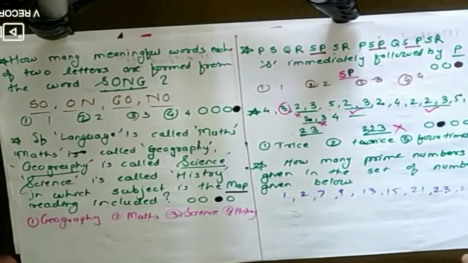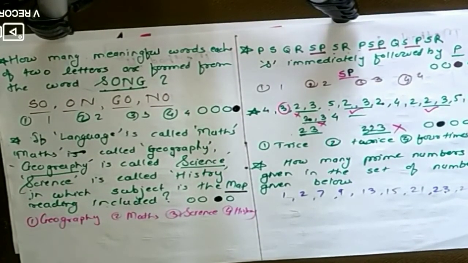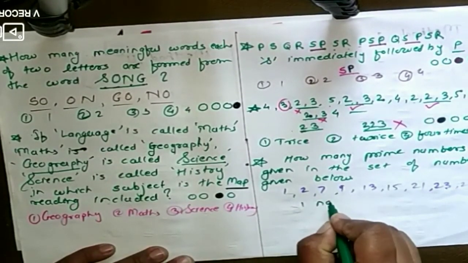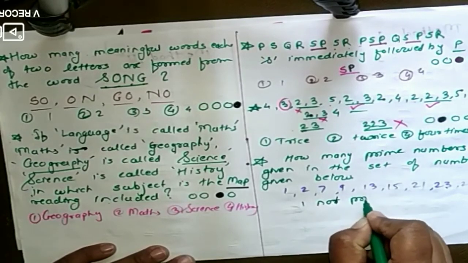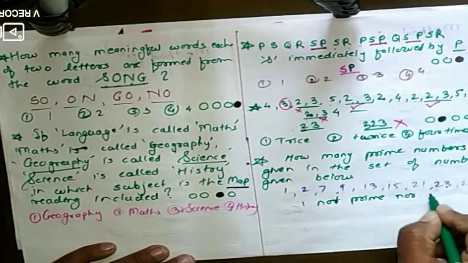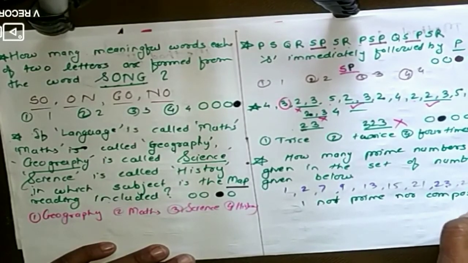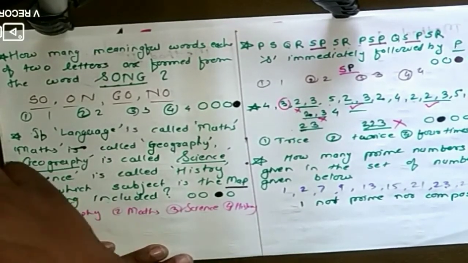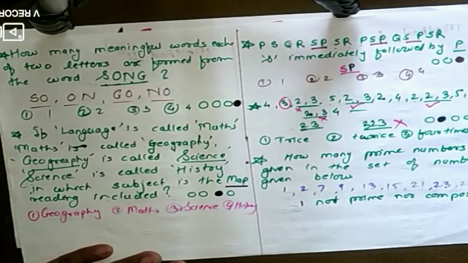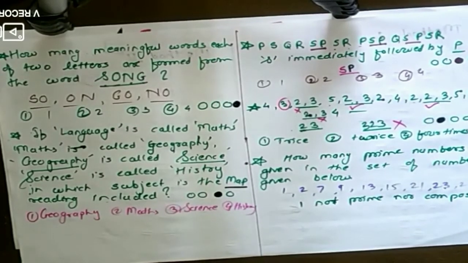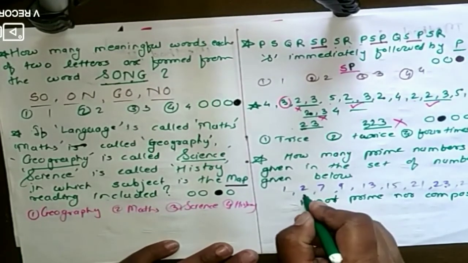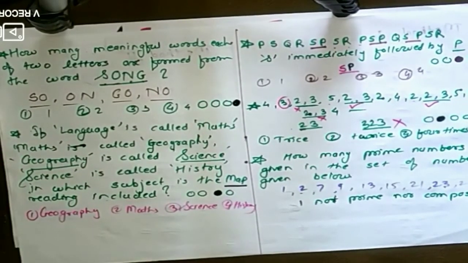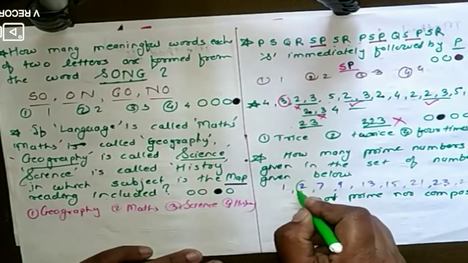In this number series, how many prime numbers are given in the set of numbers below? First of all, you must know that 1 is neither prime nor composite. Second, you must know which are the prime numbers. Prime numbers are the numbers which are present in their own table only, or divisible by themselves only. So first it is 2. As you know, 2 is the even prime number.